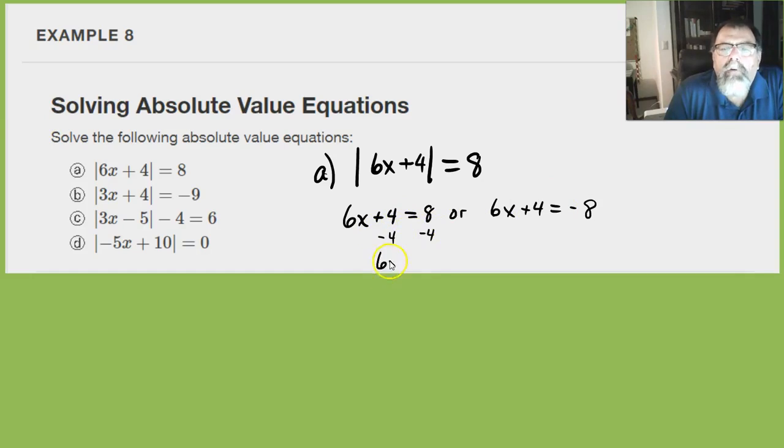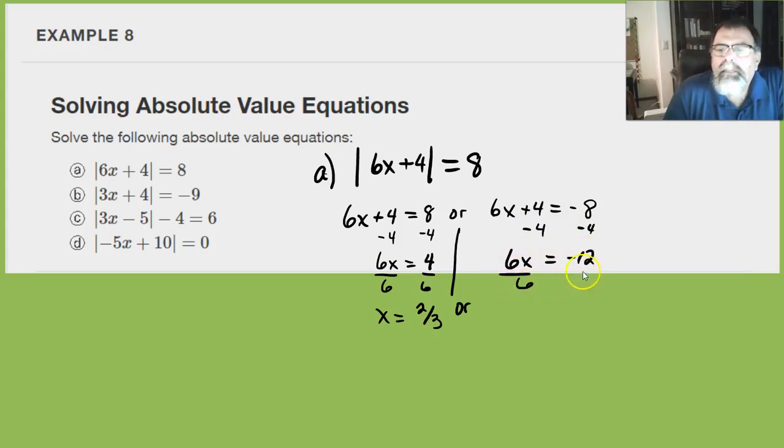So again, we subtract 4. So 8 minus 4 is 4. Divide by 6. So x, and then reduce that fraction. Divide them both by 2, so you get 2/3. Okay, so that's case 1. Case 2 is the number inside could be negative 8, because the absolute value of negative 8 would equal 8. So subtract 4, and that gets you to negative 12. Divide by 6. So x could be equal to negative 2. So we have two solutions, 2/3 or negative 2.